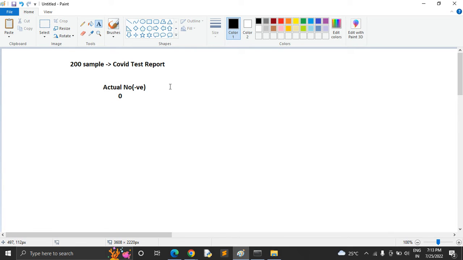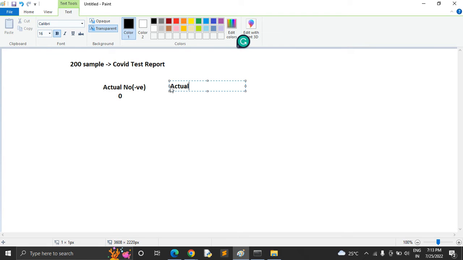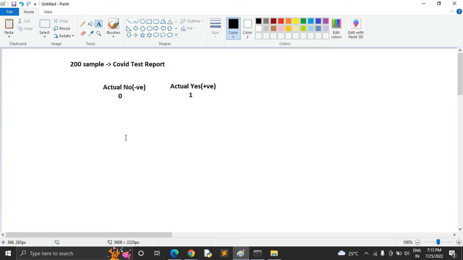Then the second scenario is actual yes or positive. In reality, the patient is COVID positive. It can also be denoted as one, right? Similarly, now guys, understand that these two scenarios are the real or the reality. These situations are the reality of the patient, whether the patient actually has COVID or doesn't. Okay, या तो पेशेंट को कोविड है या तो पेशेंट को कोविड नहीं है इन रियलिटी.